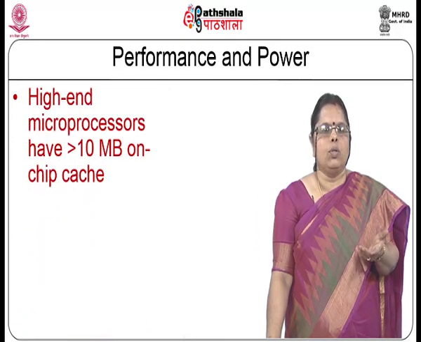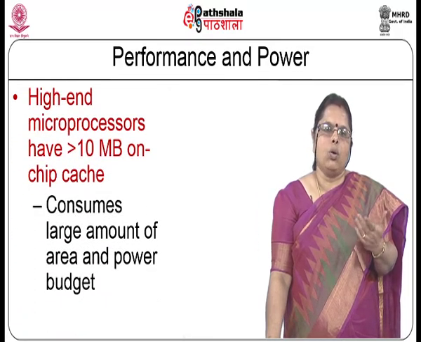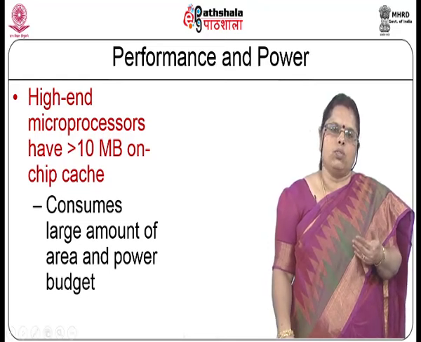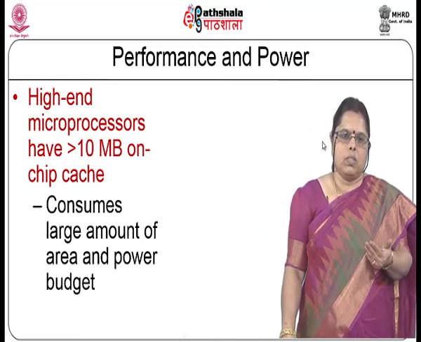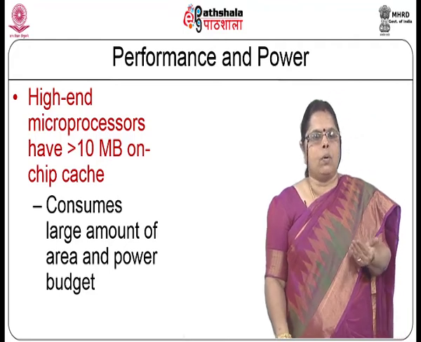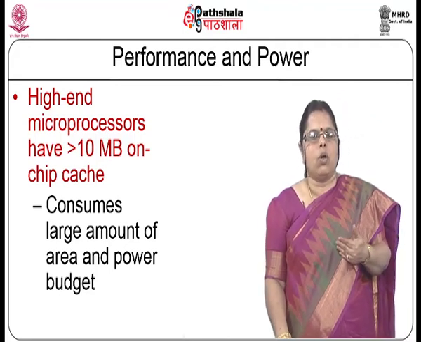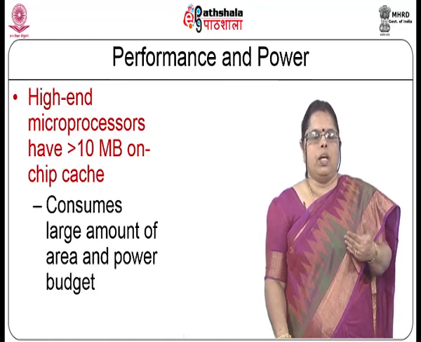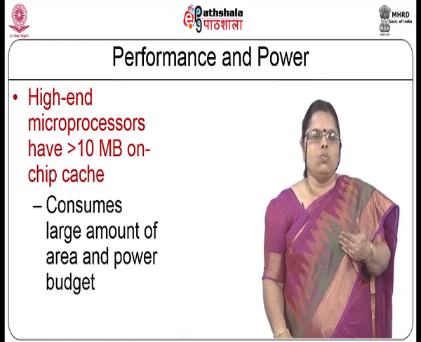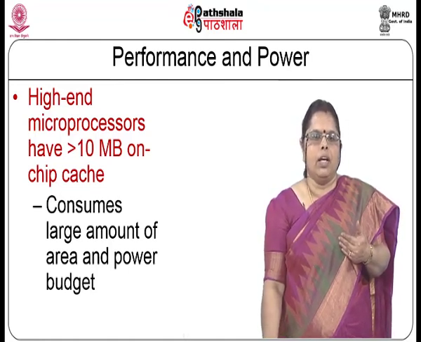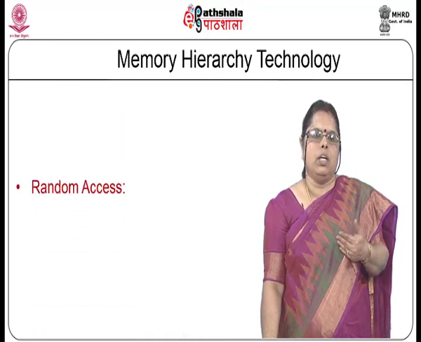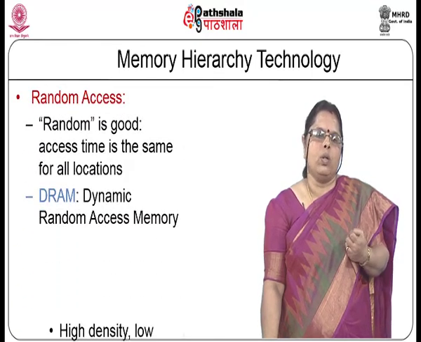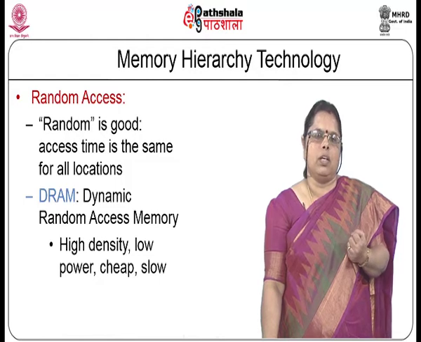The other thing that you will also have to look at is not worry only about the performance, but also worry about the power consumed by these memory devices. High-end processors normally have at least 10 MB of memory on chip as cache. So, this consumes a large amount of area and the power also considerably increases. With those basics, we will try to look at the different types of memories that are available.